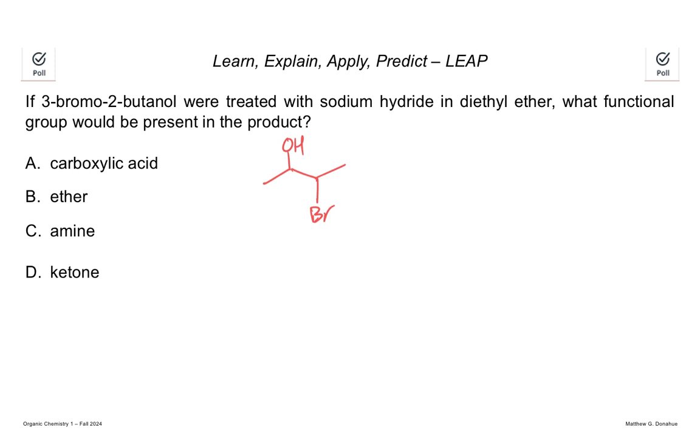So let's see if we can start putting some things together, knowing what we know. So we have 3-bromo-2-butanol, and we're going to treat that with sodium hydride using the solvent diethyl ether, and it's asking us what functional group would be formed.